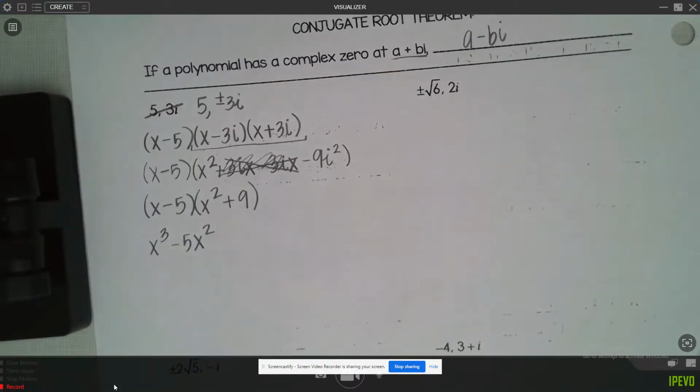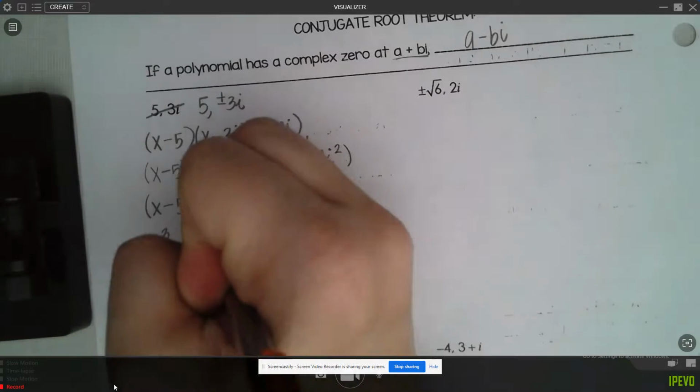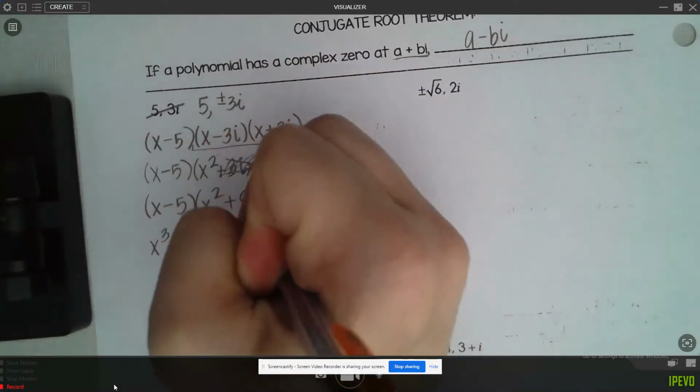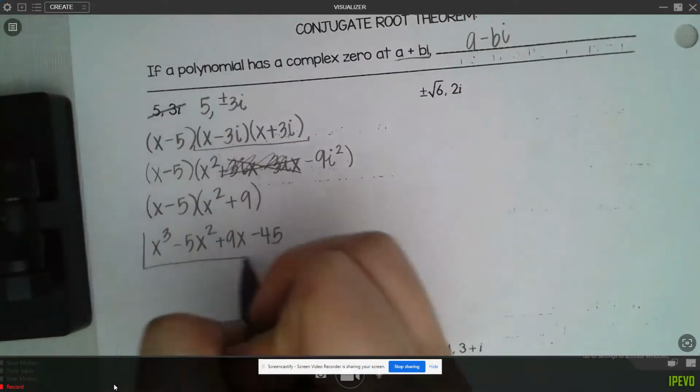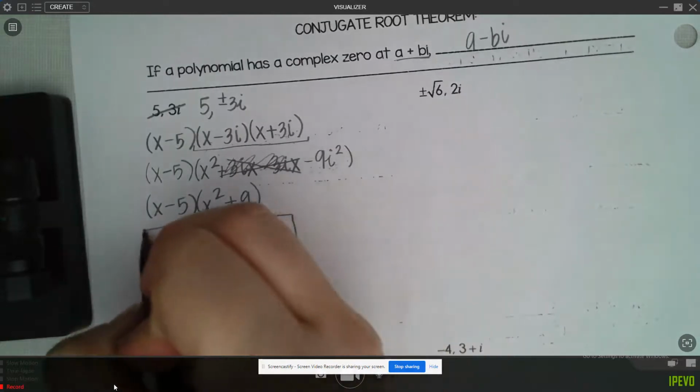Okay. i squared is negative 1. i is the square root of negative 1. i is the square root of negative 1. i squared is negative 1.